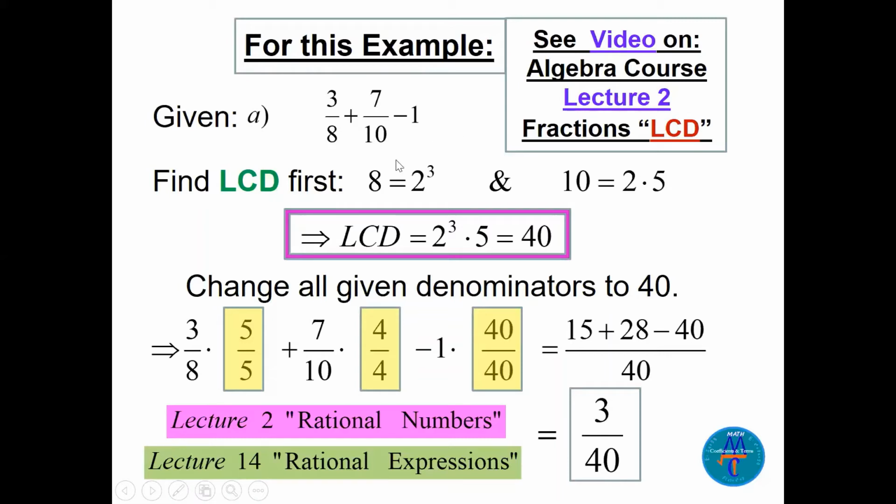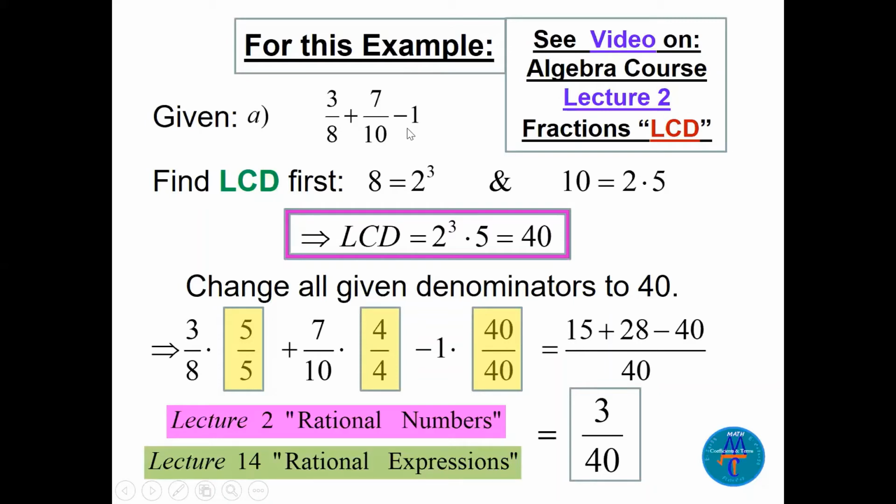8 is 2 cubed, 10 is 5 times 2. I take the highest power, so 2 cubed and 5. 40 is the LCD: make this one 40, make this one 40, make this one 40. See the 1 here, minus 1? I multiply by 40 over 40, so I make all of them 40. When you add and subtract, you get 3 over 40, believe it or not, as the answer.